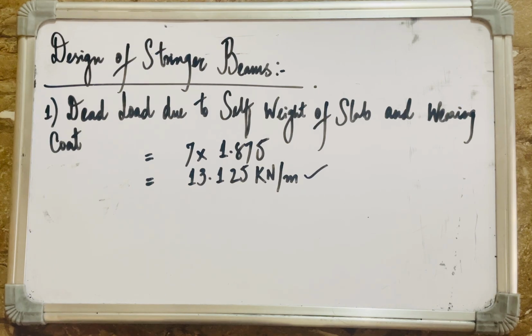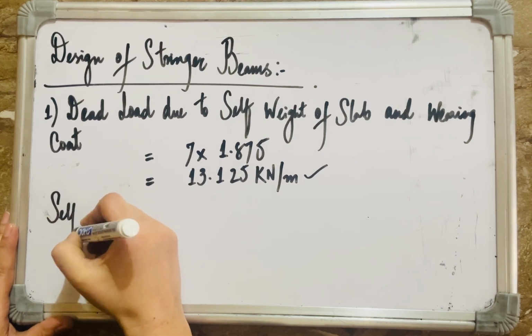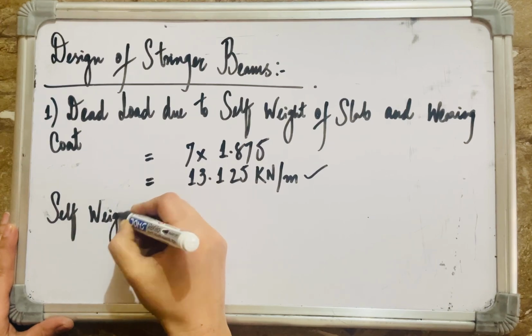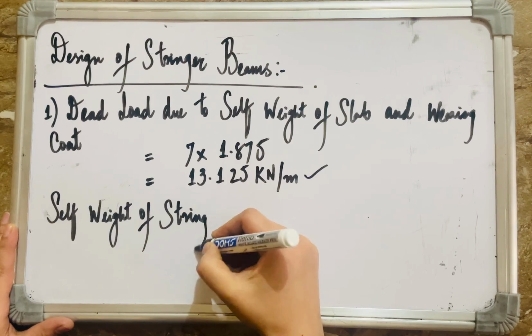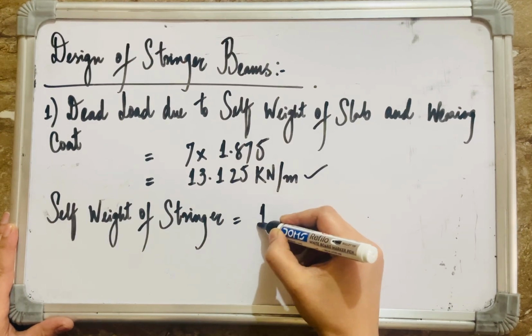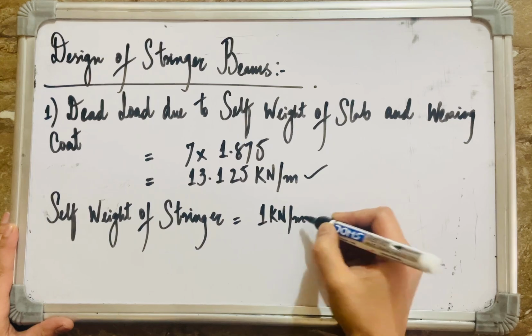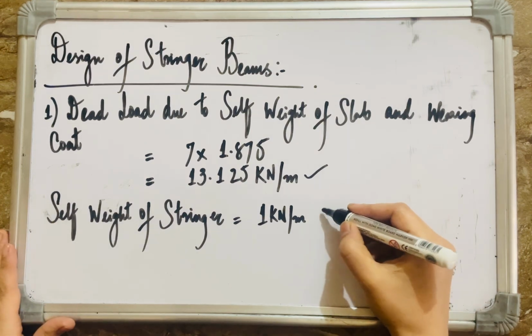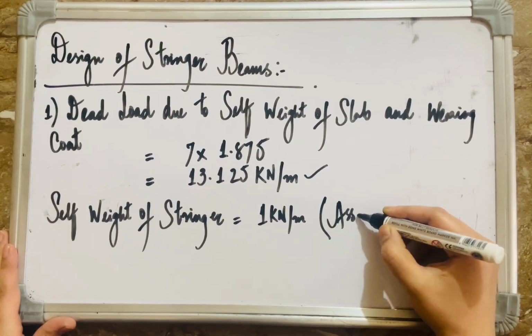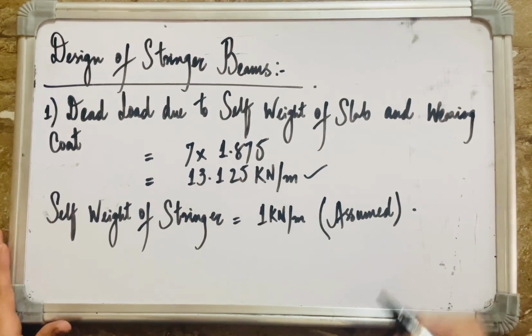After that, we have to calculate the self-weight of stringer, because these beams have some self-weight. Self-weight of stringer, we are assuming it to be equal to 1 kilonewton per meter. Why? Because at this point, I don't know which section I am proposing for my stringer beam. So I am just assuming that self-weight of stringer be equal to 1 kilonewton per meter.